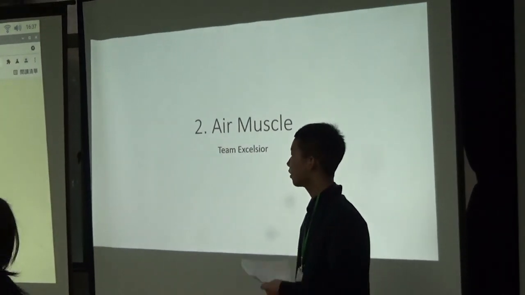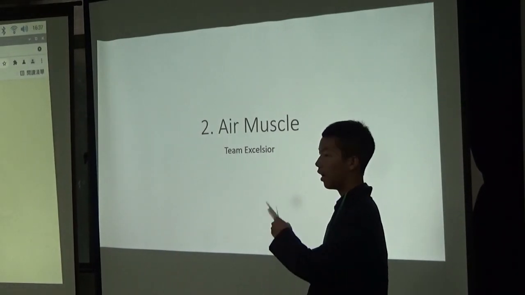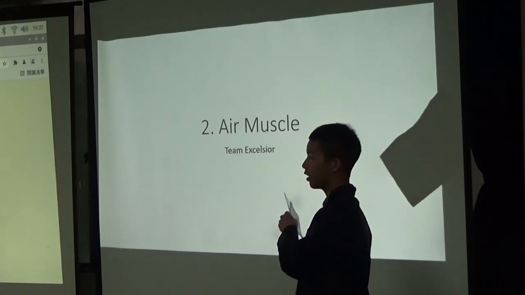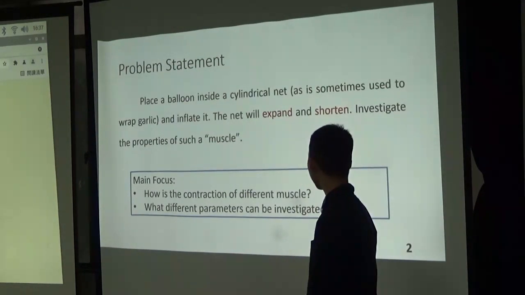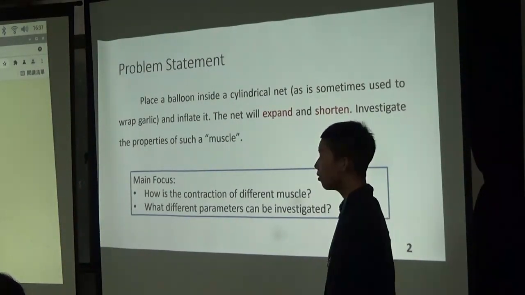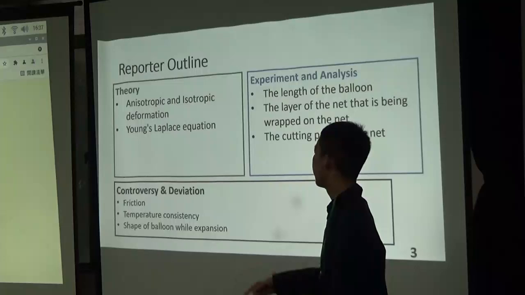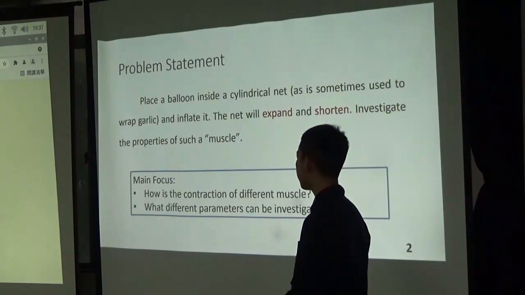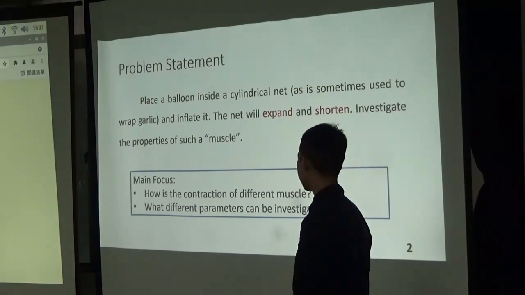Honorable judges and fellow competitors, this is the opponent from Excelsior, and today I will be the opponent team for question number 2, air muscle. This is the problem statement: place a balloon inside a cylindrical net, as is sometimes used to wrap garlic, and inflate it. The net will expand and shorten. Investigate the properties of such a muscle. Today we will focus on how the contraction of this muscle works and what different parameters can be investigated.